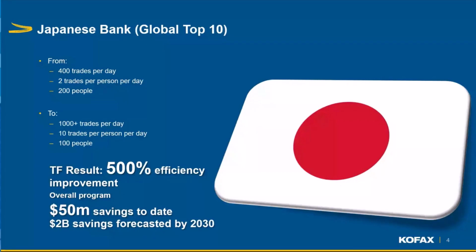And keep in mind that these sorts of improvements don't only reflect a reduction of headcount. It is actually making sure that these organizations become more scalable, more able to service their customers better. So in this case, they went from 400 trades per day before they implemented this solution up to 1,000. And you can see the amount of savings goes to $2 billion over the course of the next couple of years. Next slide, please, Ben.